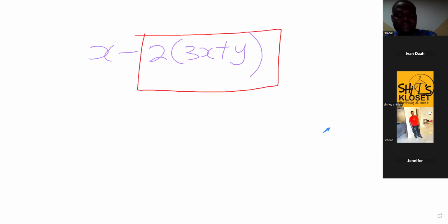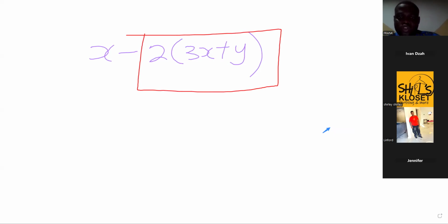If you have x minus 2 into bracket 3x plus y, this one has to do with 2 terms, so we cannot multiply. So, if you want to multiply, then we have to take this term. This is a single term. Then, the single term has what? 2 parts. And the parts are negative 2 and then 3x plus y.